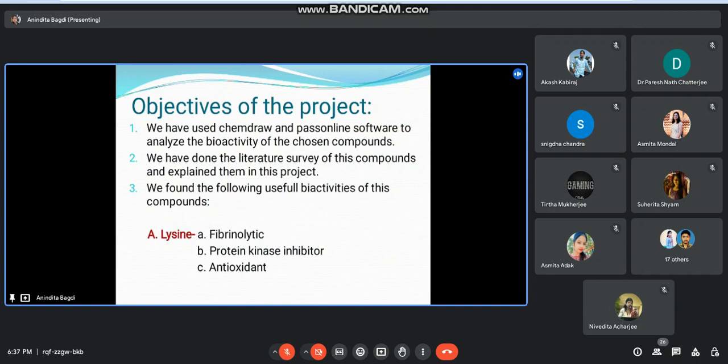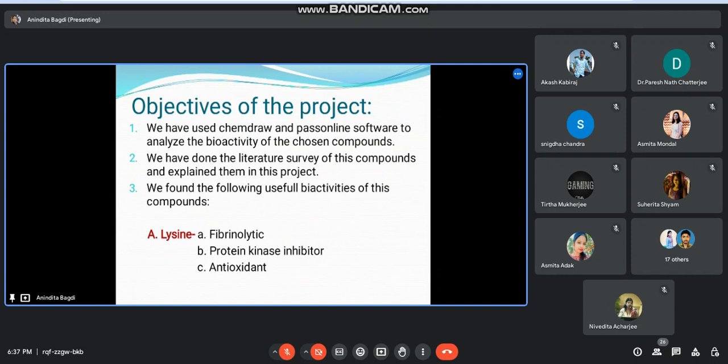Next, objectives of the project. We have used ChemDraw and PASS software to analyze the bioactivity of the chosen compounds, and we have done a literature survey of these compounds and explained them in this project. We found the following useful bioactivities of these compounds.